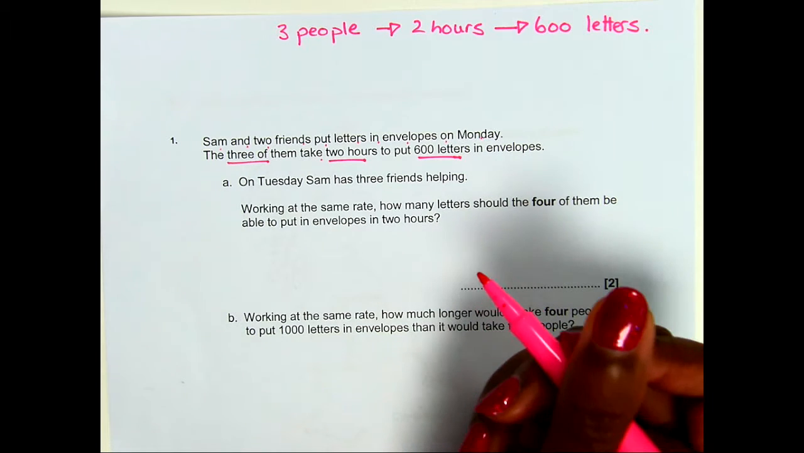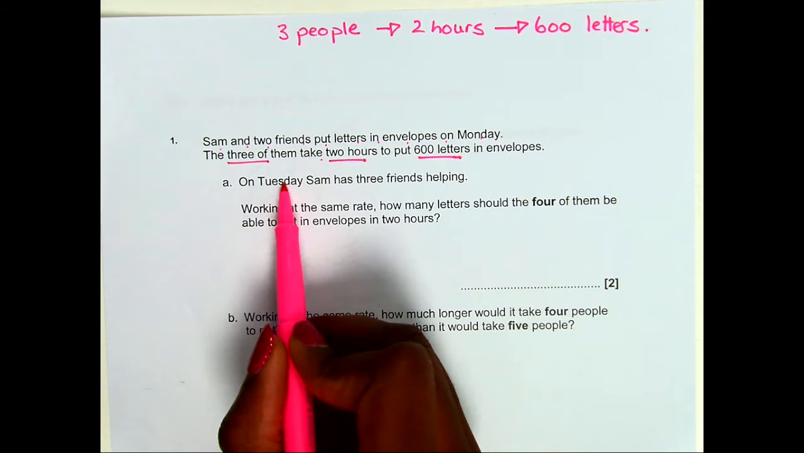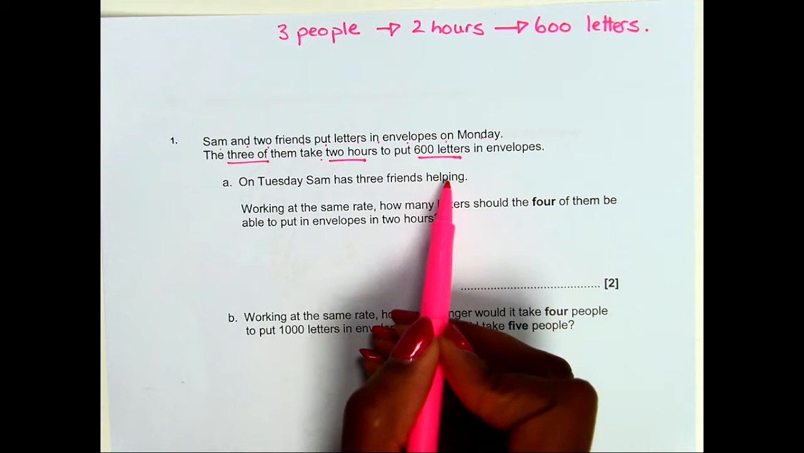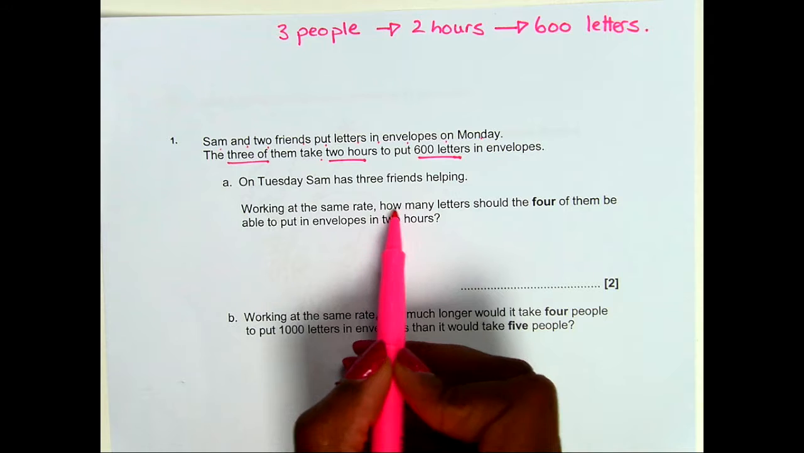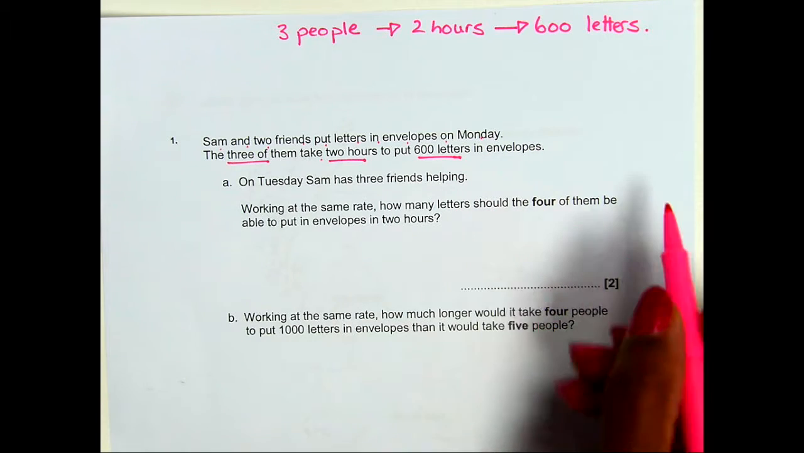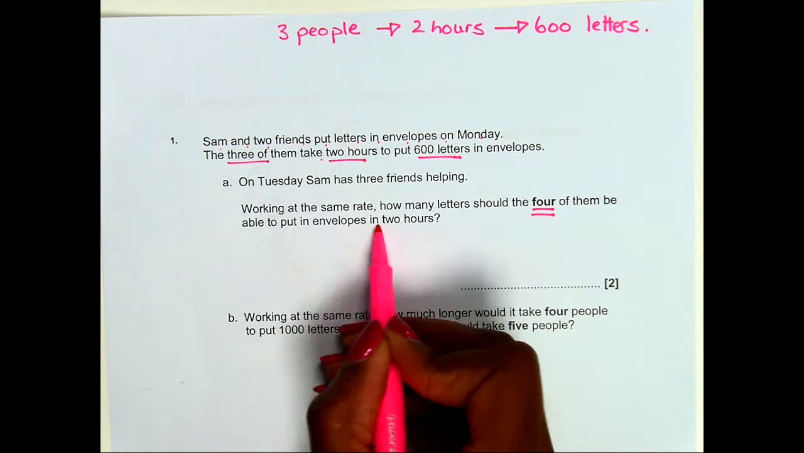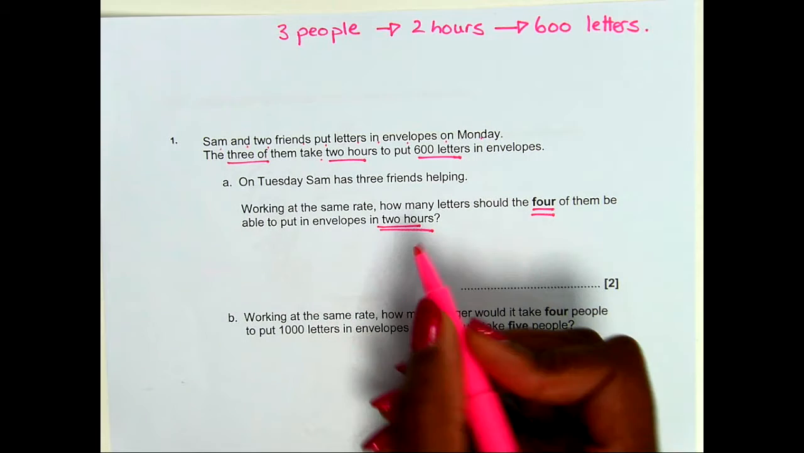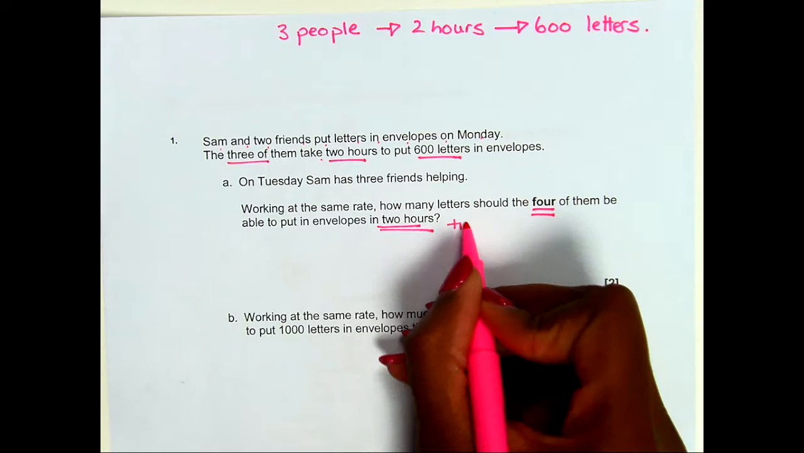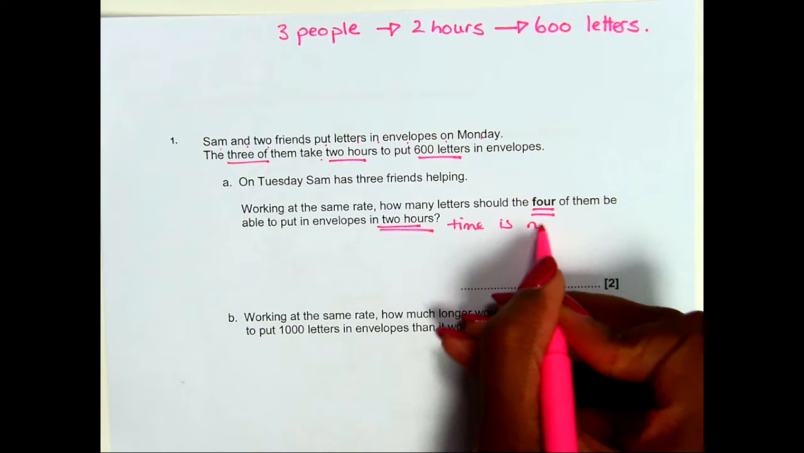Okay, now it says on Tuesdays, Sam has 3 friends helping. Working at the same rate, how many letters should the 4 of them be able to put in envelopes in 2 hours? So, I know that the time is not changing, so time is not changing.